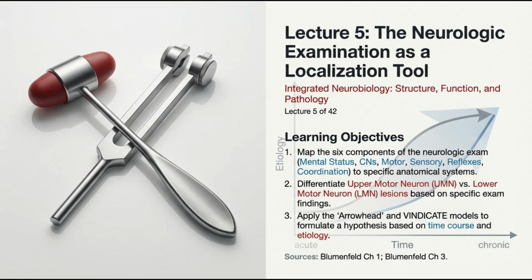Because you can memorize every single nucleus in the brainstem. Which we've tried to do. Right. But if you can't elicit the signs that tell you which nucleus is failing, then that knowledge is, well, it's purely academic. This lecture is all about the logic. The logic of localization. It's about answering the first question, always the first question. Where's the lesion? You can't even start thinking about what is the lesion until you know where you're looking.